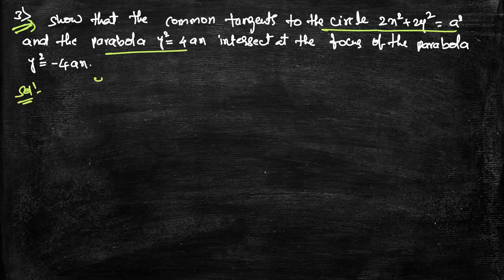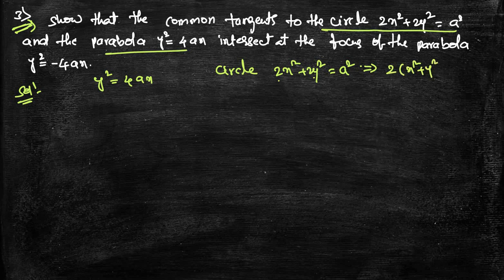So our required parabola is y square is equal to 4ax, and the circle is given as 2x square plus 2y square is equal to a square. From this, I will take 2 common, so 2 into x square plus y square is equal to a square. The 2 goes to the right side of the equation, so x square plus y square is equal to a square by 2.